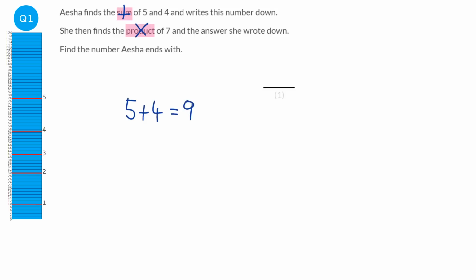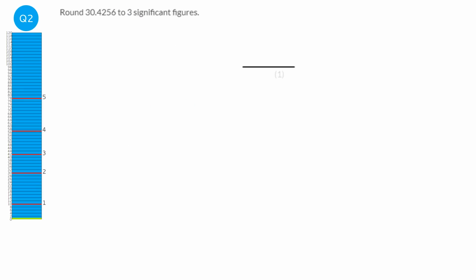And then what we're going to do is find the product of 9 and 7. So we're going to multiply them together. 9 times 7, which is 63. So our answer is 63. So I'm going to just copy that number down again, just make it a bit bigger so we can see what we're doing.